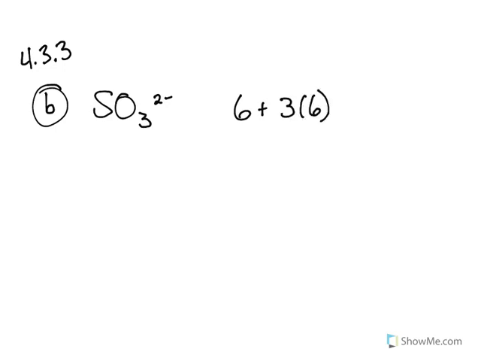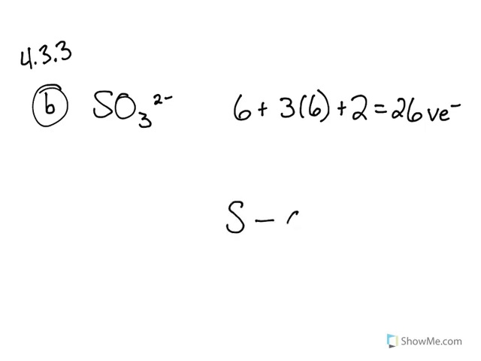We can do the same thing for the sulfite ion in part B, SO3 2-. Sulfur has 6 valence electrons. Each oxygen also has 6, but I have 3, and then I have a 2- charge, so I get 2 more. Altogether, that's going to be 26 valence electrons.